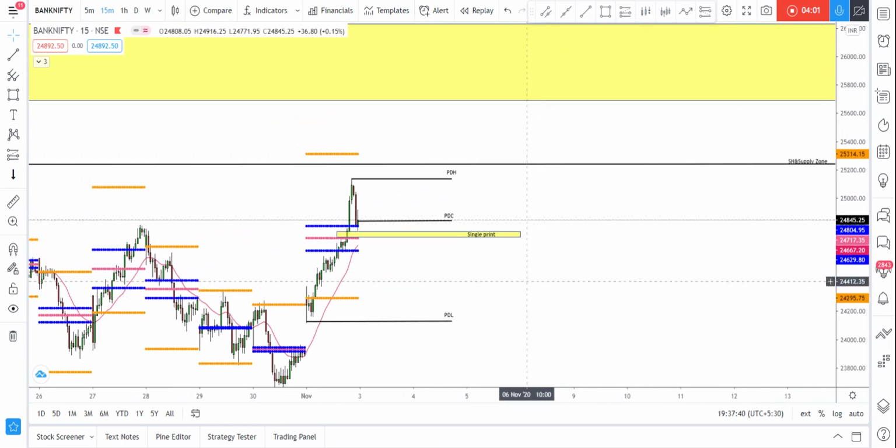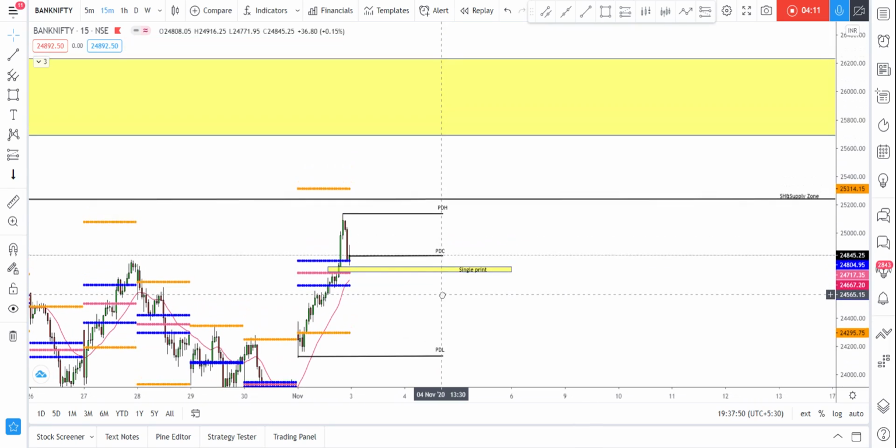Yeah, there is one cluster here. If you see, the single print and the central pivot are very near. This acts like a strong resistance or support for tomorrow's session, right? And the supply zone and PDH are very near. This will act like a zone for tomorrow.